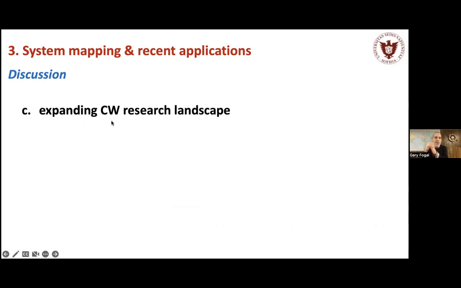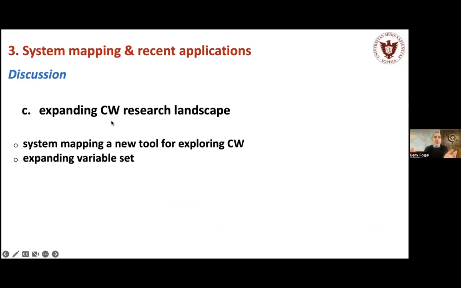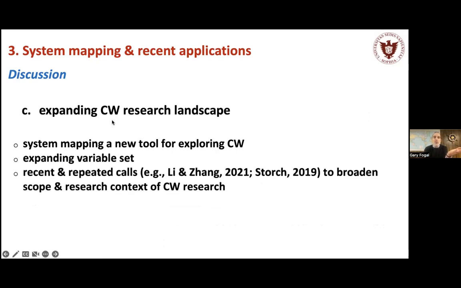All right, and the third and final contribution, this study expands the collaborative writing research landscape. This is done first by the application of system mapping itself, and with it, the inclusion of an expanded variable set that includes environmental factors. These contributions respond to recent and repeated calls in the collaborative writing literature to broaden the scope and context of collaborative writing research.